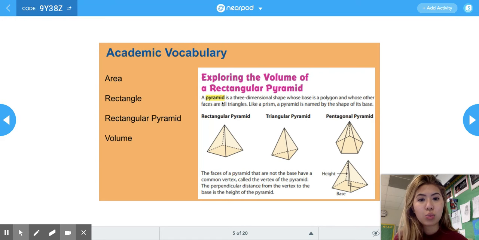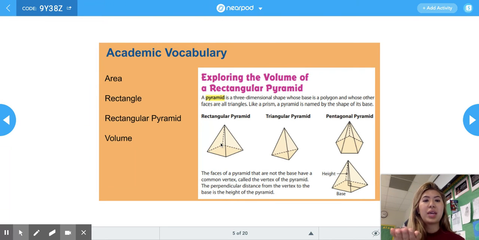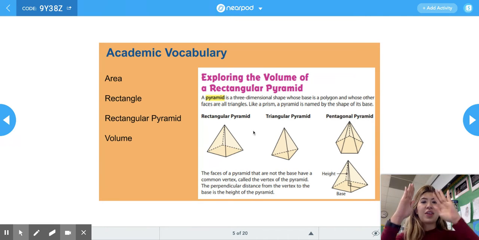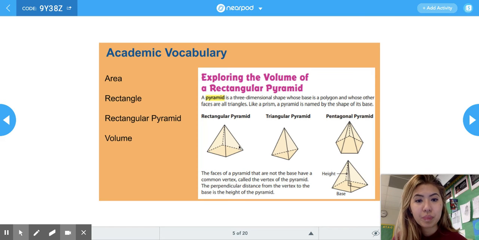So just as a review, a pyramid is a 3D shape, or a three-dimensional shape, whose base is a polygon and whose other faces are all triangles. So the base can either be a rectangle, a triangle, or a pentagon, or any other polygon, but the faces, the sides that are facing you all around, are going to be triangles. And like a prism, a pyramid is named by the shape of its base.